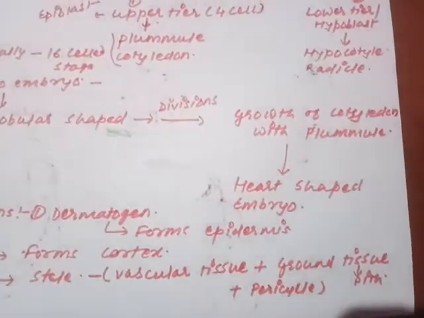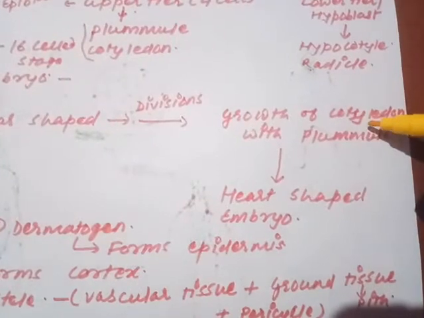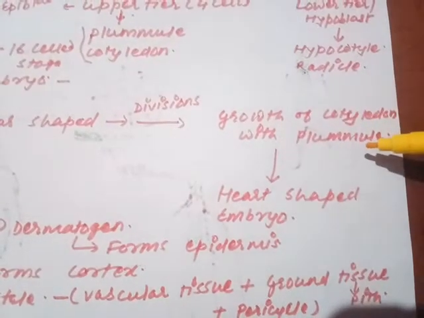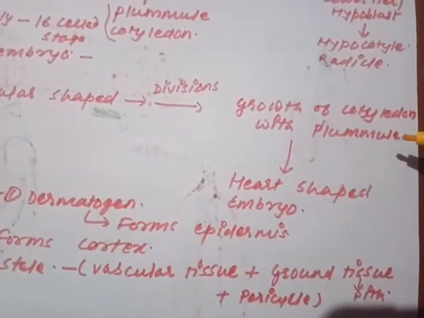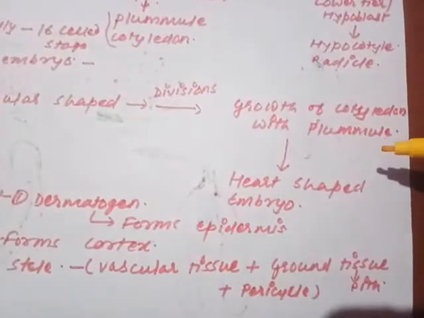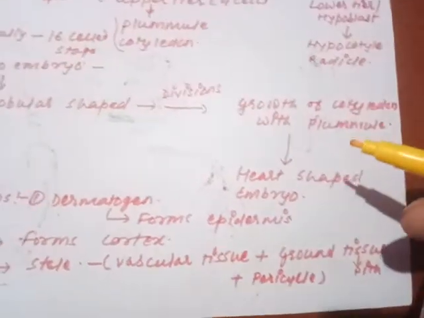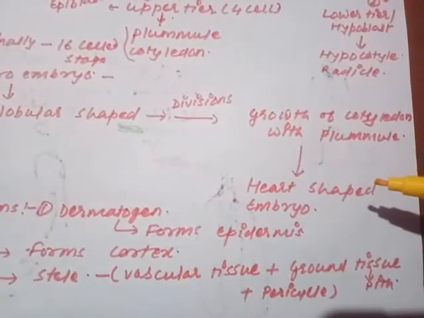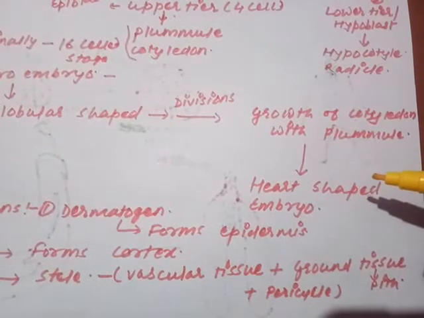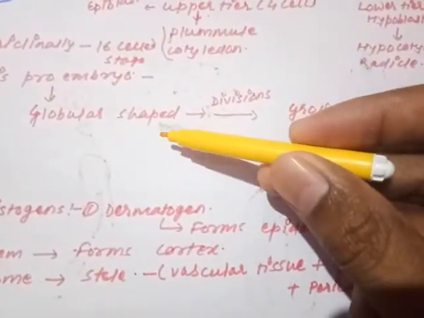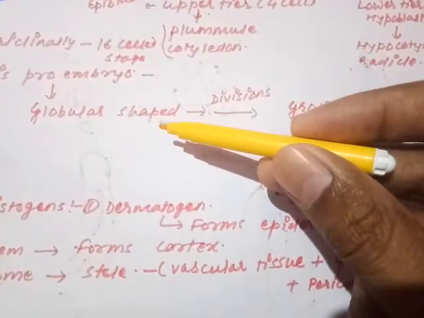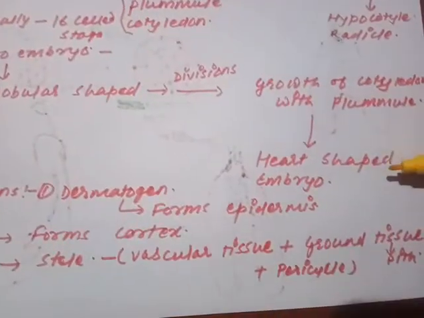During the division and differentiation, the cotyledon and plumule grow, because the cotyledon will be used as the source of energy for embryonic development, and the plumule is going to give rise to the shoot system. As soon as this differentiation starts, the cells start moving toward a particular area, and a heart shaped embryo is formed. Remember, in the NEET examination, the first embryonic shape is the globular shape, and later on it converts into a heart shaped embryo.